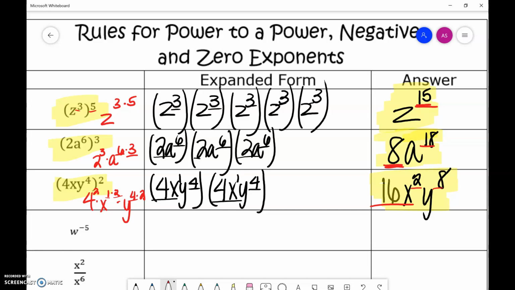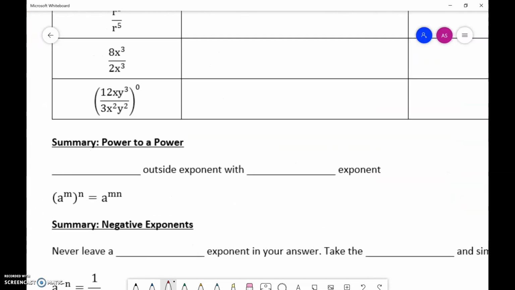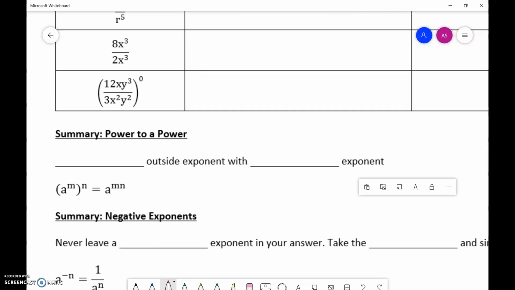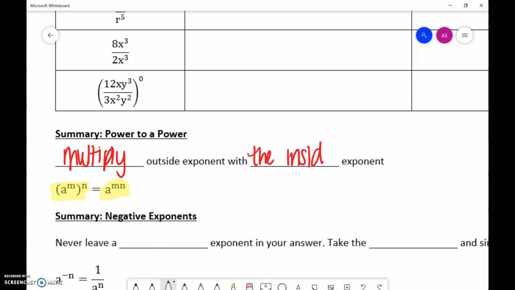Okay, so let's go to the bottom real quick so we can go ahead and write out that rule. So this is called a power to a power rule, meaning if I have it in this format where I have a term to a power raised to another power, that just means I'm going to multiply those exponents. Of course, a, m, and n are variables, so we don't know what they are. But once they put in numbers and variables in there, we just multiply the outside exponent with the inside exponent.